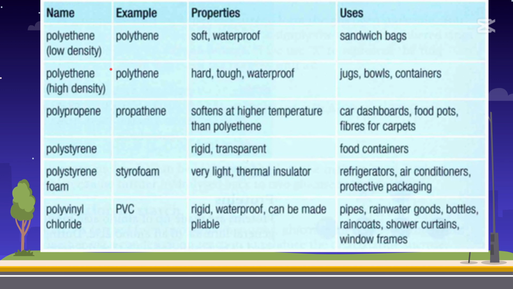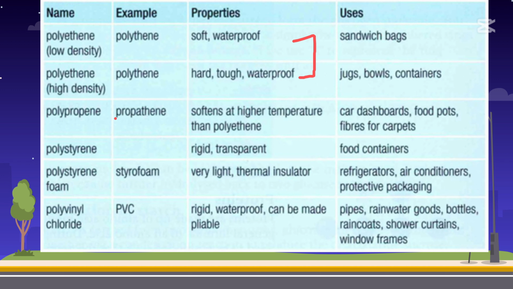Then we also have high density polyethylene, which is very hard, very tough, and it's also waterproof, such as the jugs. So the same polyethylene that you use to make the sandwich bags is the same polyethylene that we use to make the jugs, the bowls, and our plastic containers that we use in the kitchen. Right, now note that the reason for their difference in how they feel is based on how they're prepared. So one could have been prepared with a very high pressure and high temperature, while the other one could have been prepared with a low temperature and a low pressure.